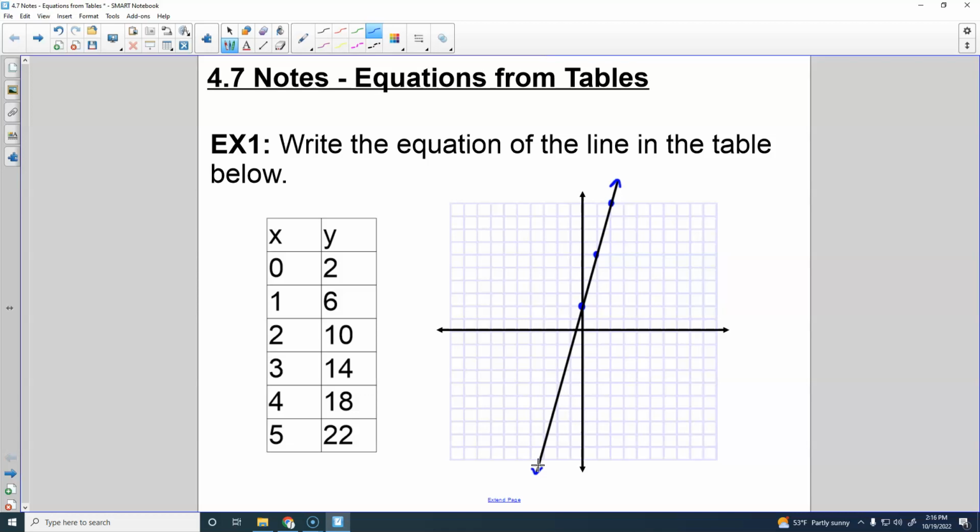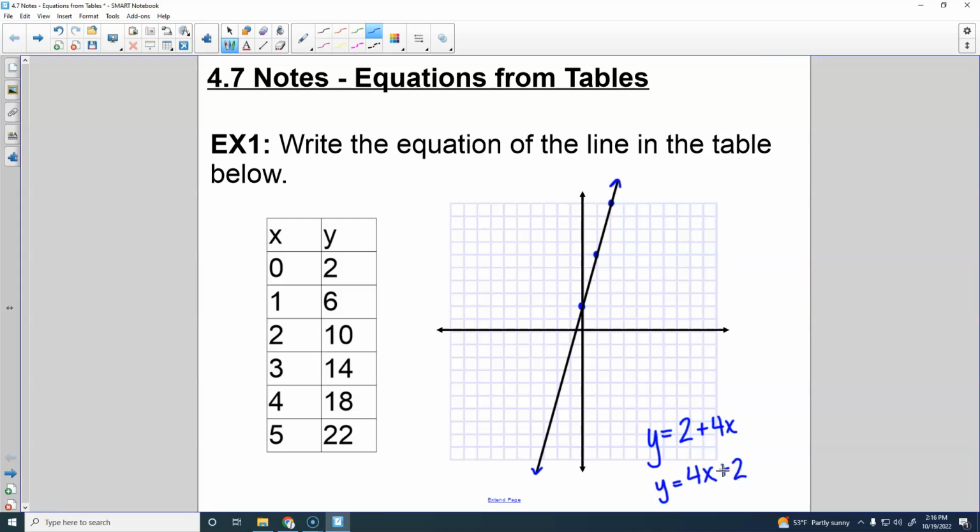Okay, Aiden, what is it? Okay, y equals 2 plus 4x. You guys agree? Okay, I almost thought he was wrong for a second there, because I was thinking he was saying the slope is 2. What's another way some of you might write that? 4x plus 2 is also acceptable.